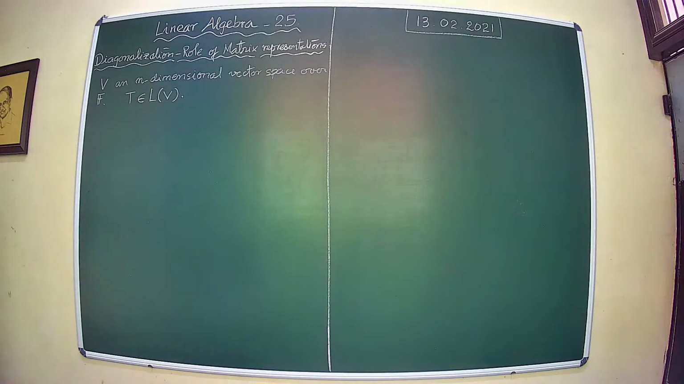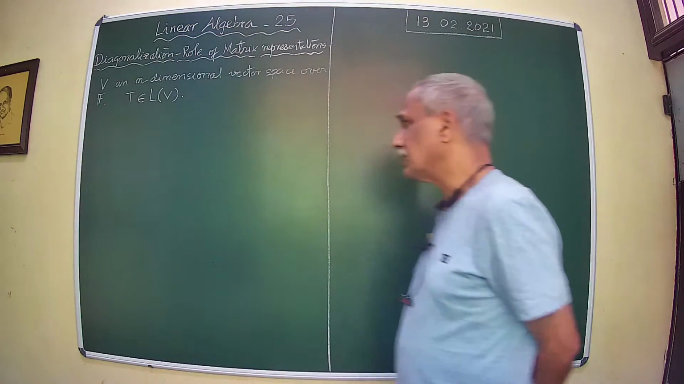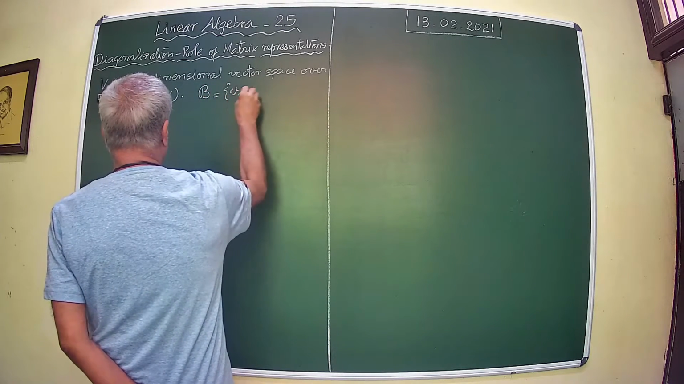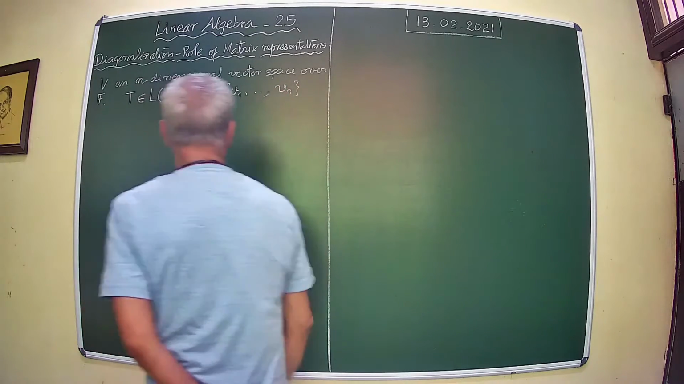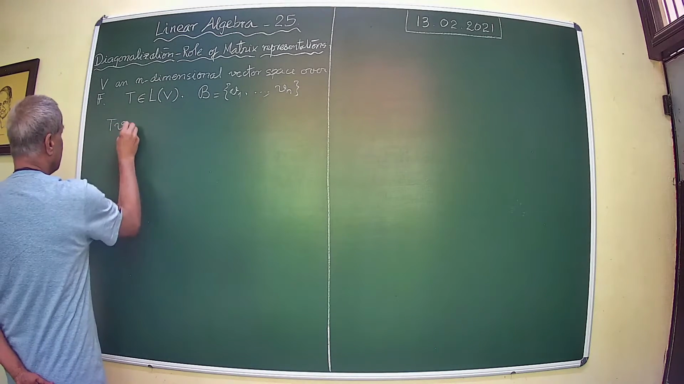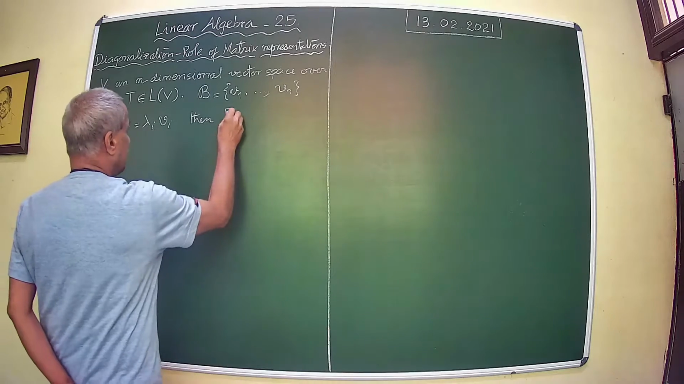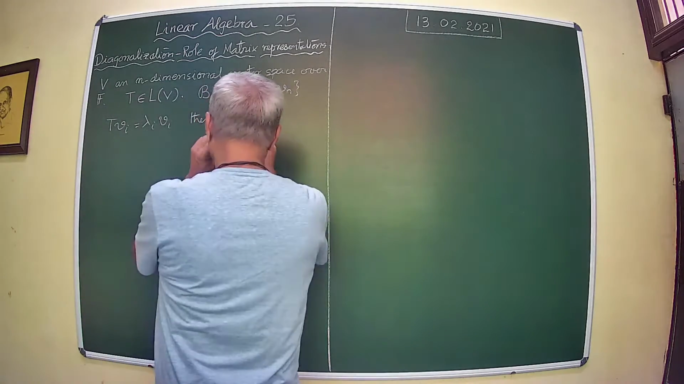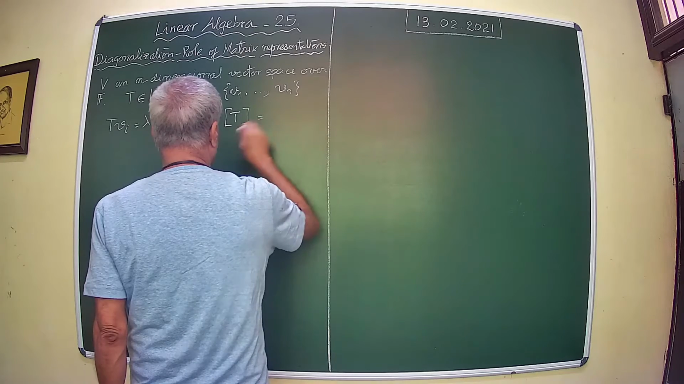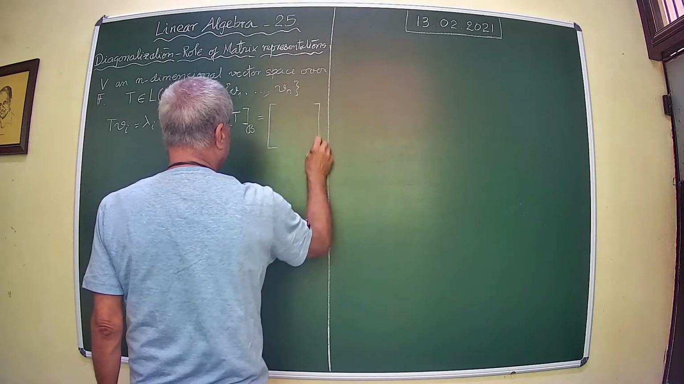And we also found that if B equal to V1 to Vn is an ordered basis such that T Vi equals lambda i Vi, then the matrix of T in terms of B is, what would I write? Is diagonal.